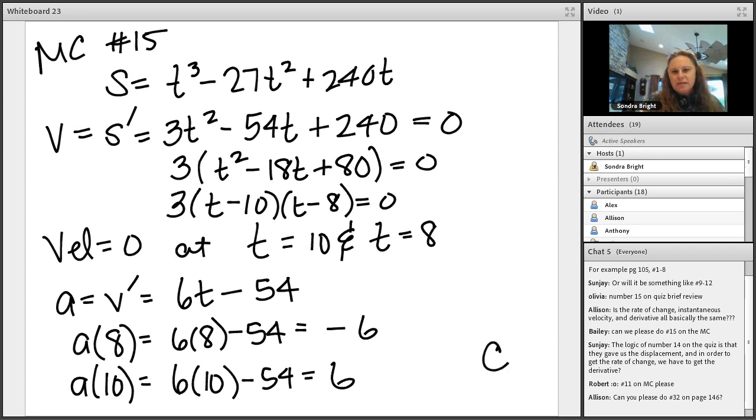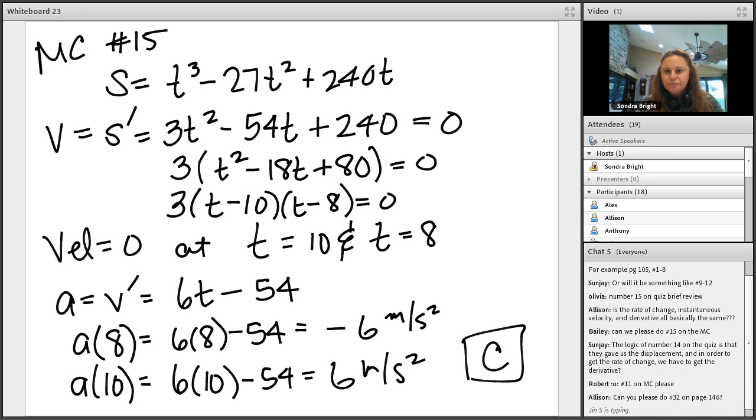Your answer was C. So those were the acceleration values, and obviously it's meters per second squared. You wanted the acceleration values at each of those times when your velocity was 0. All right, that's that one.